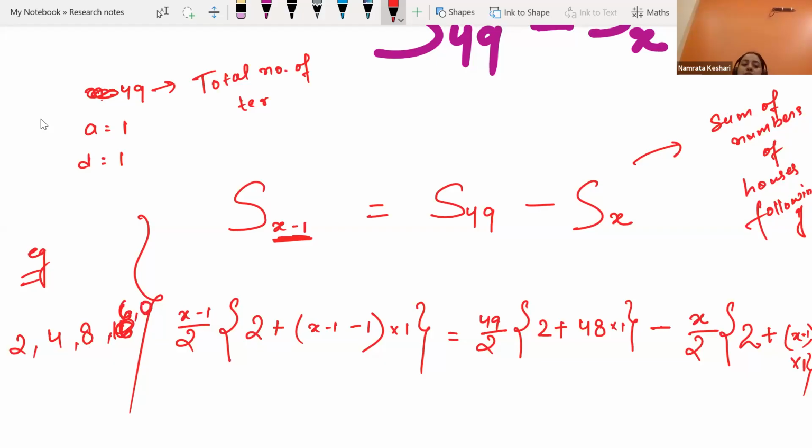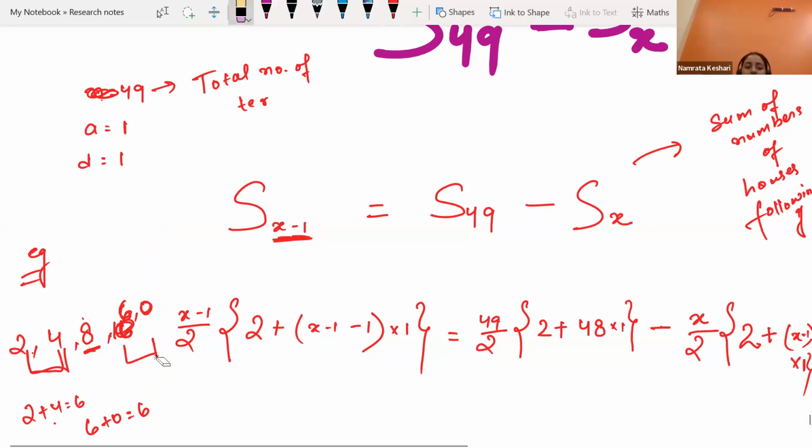I am saying the sum of the numbers preceding 8, whatever numbers are there, is equal to the sum of the numbers succeeding 8. So 2 plus 4 is 6. Preceding 8, these two terms are there and the sum is 6. Succeeding 8, the terms are 6 and 0, and again the sum is 6. Is it making sense, Zoha? Yeah, it's making sense. Both of them are equal. Exactly. We just have to get this x over here.